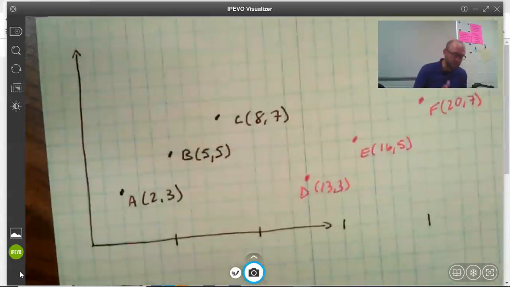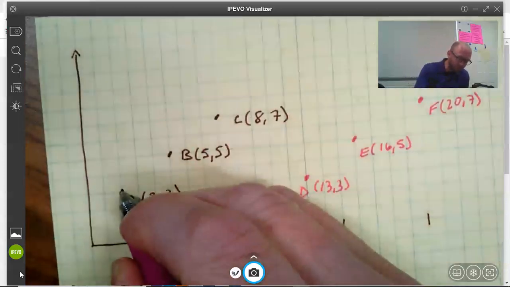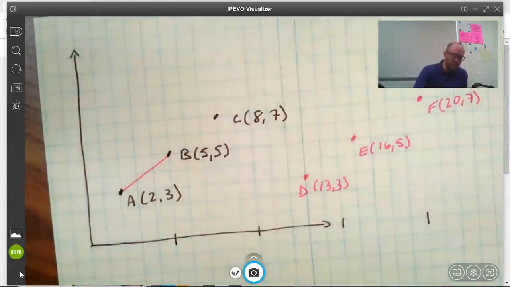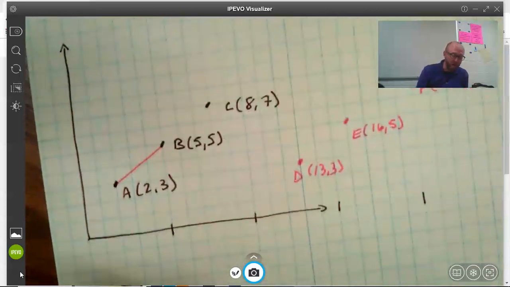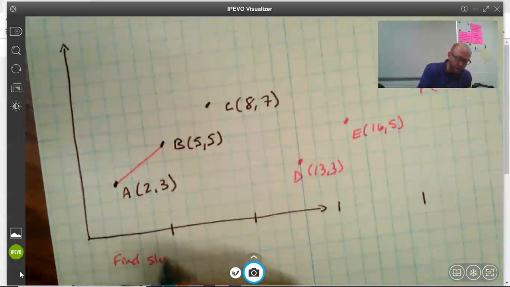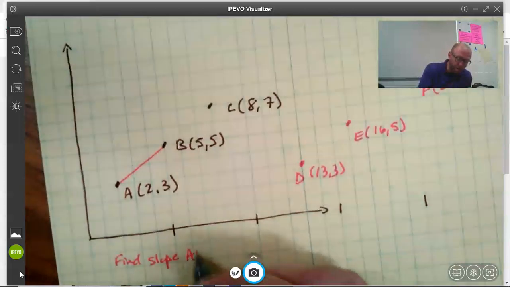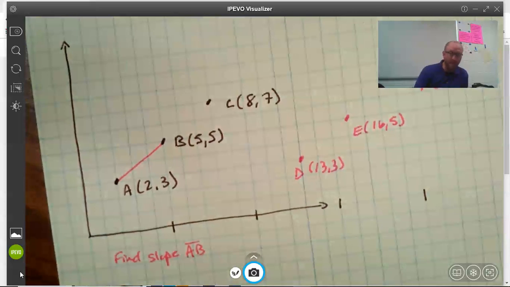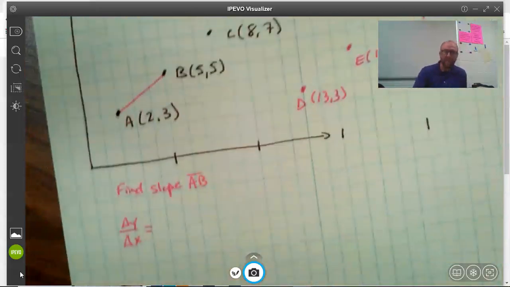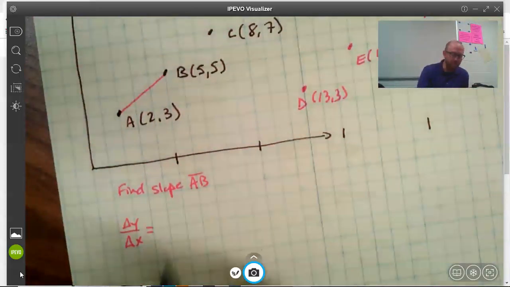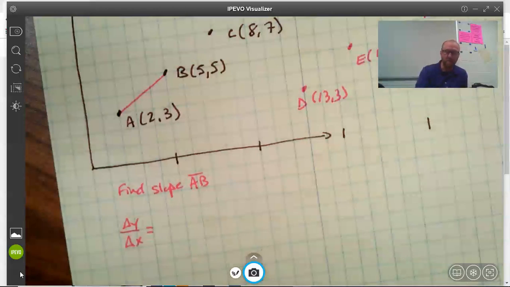Okay, so we're going to start with finding the equation of the line that passes through points A and B. All right, so we're going to start by finding the slope of AB. So let's see, we have our change in y and our change in x. I'm just going to skip some steps I have been following. Instead of calculating them separately and then doing the fraction, I'm just going to calculate them all together here.